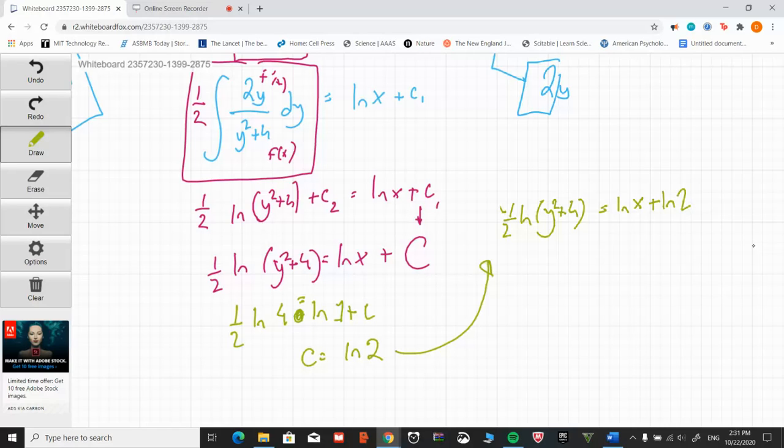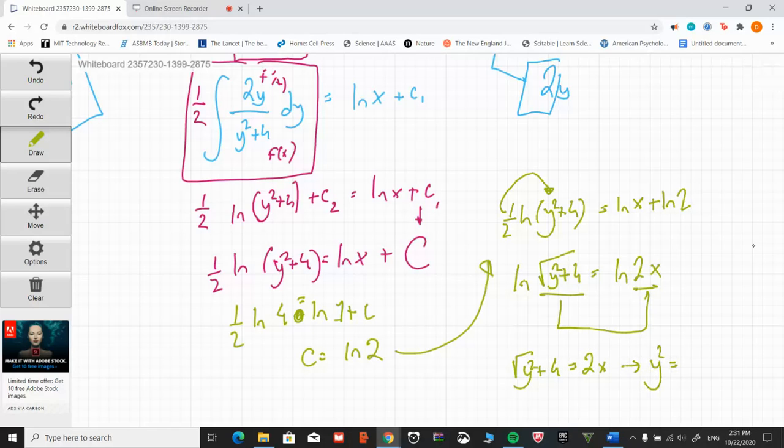How? Get rid of the half by making it the power. Now, logarithm is a very important chapter in order to solve questions from this chapter, so make sure you have a strong grasp of logarithm. And let's combine these two. Now, because ln of this is equal to ln of that, I can say this is equal to that. So root of y squared plus 4 is equal to twice x. And if I make y squared the subject, getting rid of the root, I should be getting y squared is 4x squared minus 4. So that's it. That's literally how you solve this question.